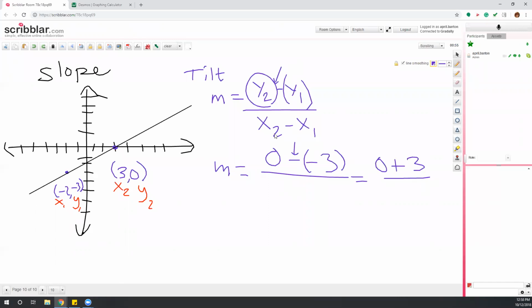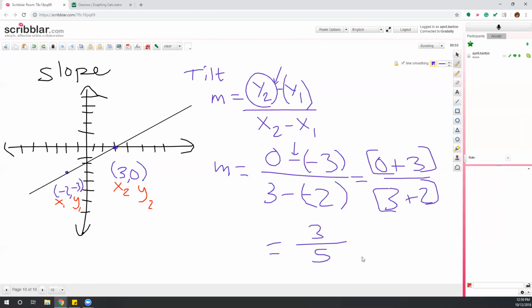So then we still have to do the x's. What's the x2 value? 3. And what do we put in for x1? -2. So that would turn it to 3 plus 2, right? Correct. So then with fraction bars, we have to do everything on top and everything on bottom. We don't want to do any division. We just want to do that addition on top. So it'd be 3 plus 5? Well, then 3 on top, it would be 3/5.